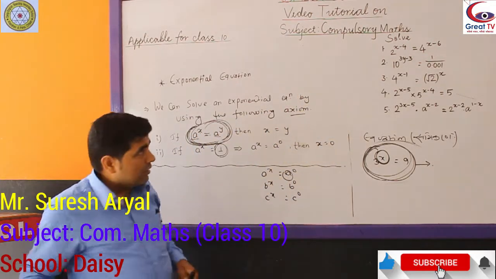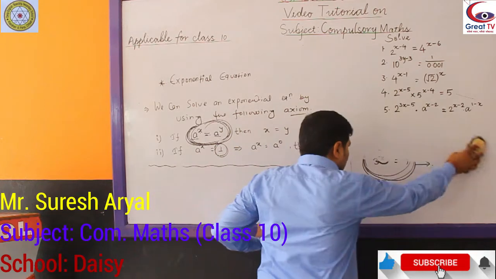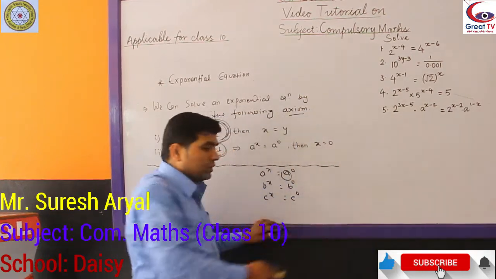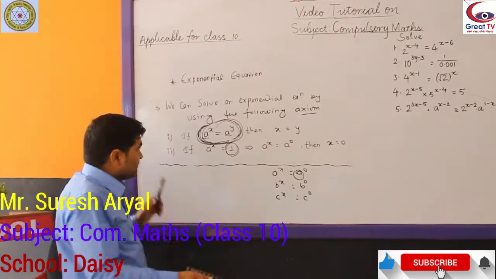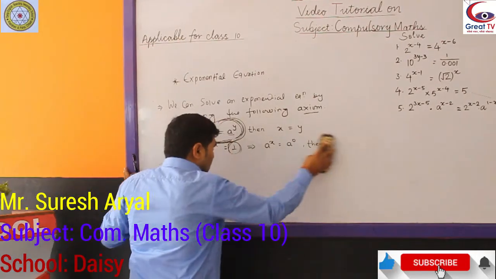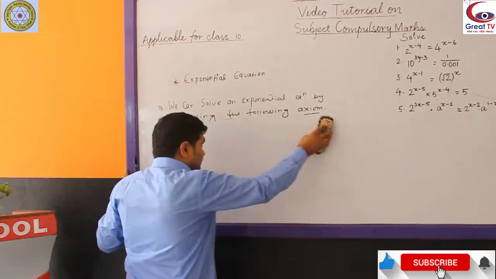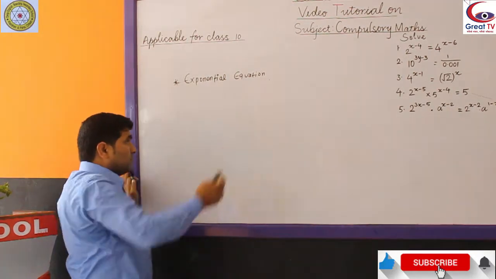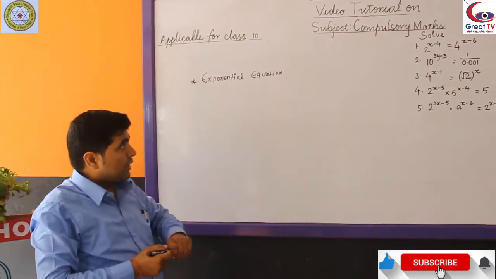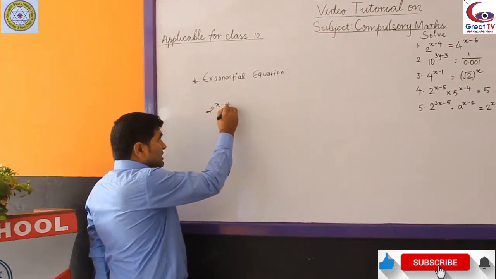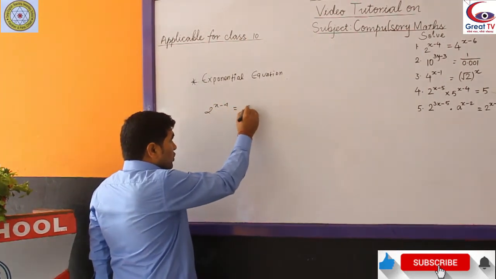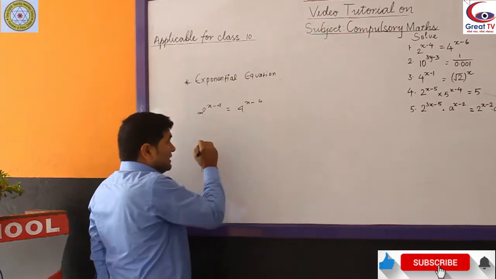Students, I would like to come to this example. By this example, again I will try to describe this exponential equation. And the first question: 2^(x-4) = 4^(x-6).